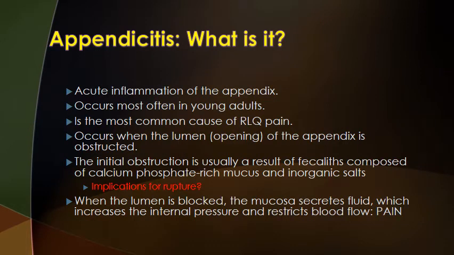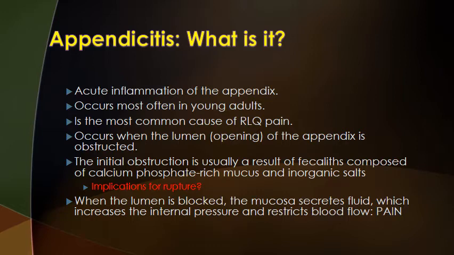So starting with appendicitis, what is it? Appendicitis is an acute inflammation of the appendix. It occurs most often in young adults, and it is the most common cause of right lower quadrant abdominal pain. It occurs when the lumen or opening of the appendix is obstructed. The initial obstruction is usually a result of fecaliths, which are stones of hard fecal matter, composed of calcium phosphate-rich mucus and inorganic salts.